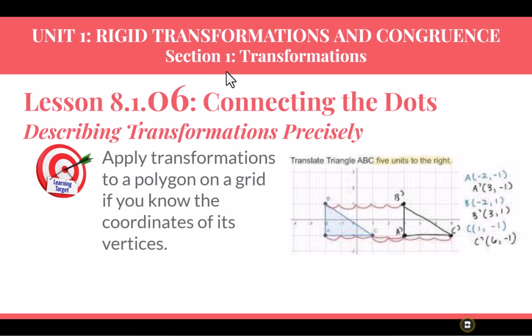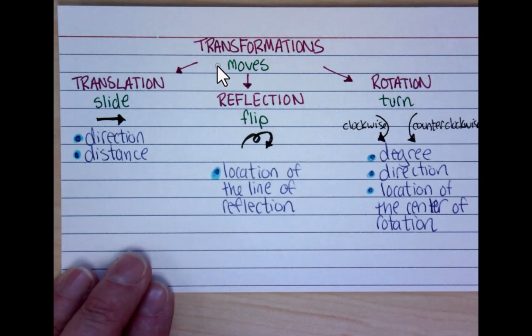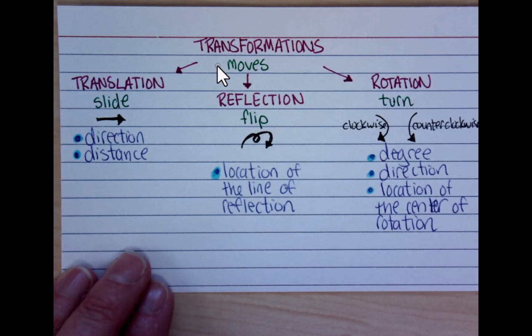Lesson 816, Connecting the Dots, Describing Transformations Precisely. In this lesson, we'll apply transformations to a polygon on a grid if you know the coordinates of its vertices. One of the more challenging skills in this unit is describing transformations accurately.